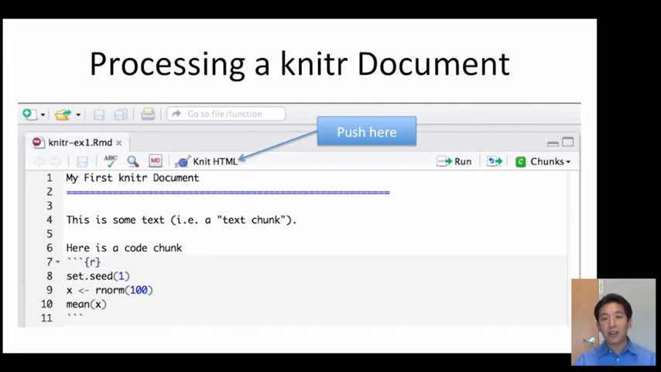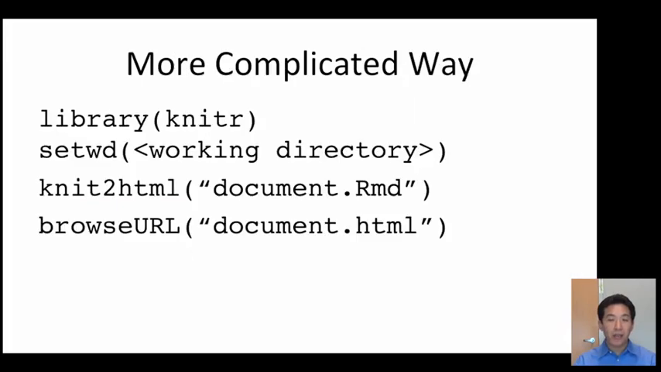So it's very easy in RStudio. You can just push the Knit HTML button, and it will automatically run everything for you. If you're not using RStudio, you can load the knitr package with the library function. You can make sure your working directory is set to wherever the R Markdown document is located. Typically, R Markdown documents will have a capital RMD extension. It's not necessary, but it's just a good way to identify these types of files.